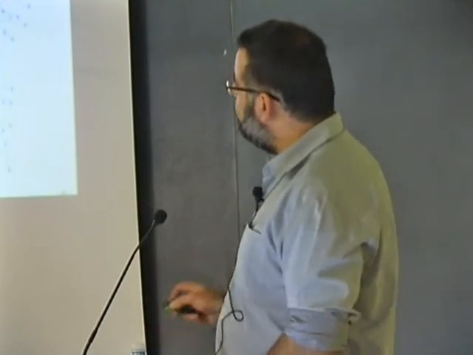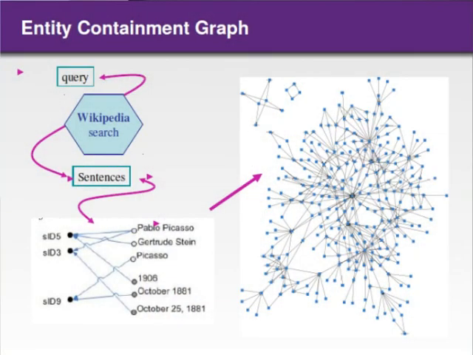And now you can take every sentence. For example, here, each one of these nodes is a sentence. And relate that sentence to all the entities in that sentence. For example, this sentence is about Pablo Picasso and 1906, and also Gertrude Stein. But there's another sentence that talks about Pablo Picasso, October 1881, and also another sentence that talks about October 25, 1881, the date of birth. And then from this bipartite graph, you can delete the sentences and get to this. Just the entities, related by sentences. So two entities are related if they appear in common sentences. So this is a real example for Picasso.